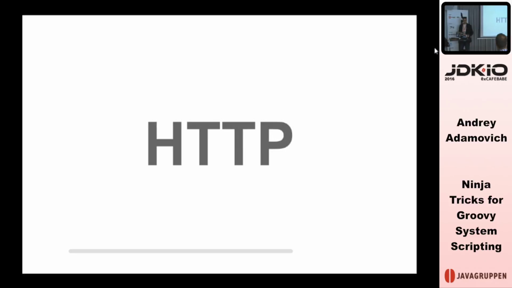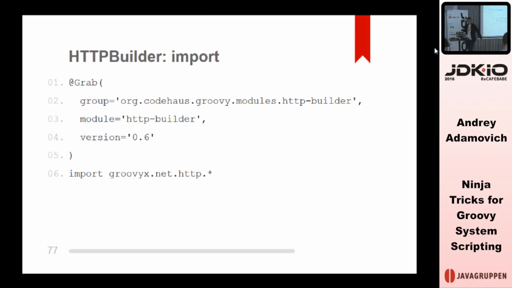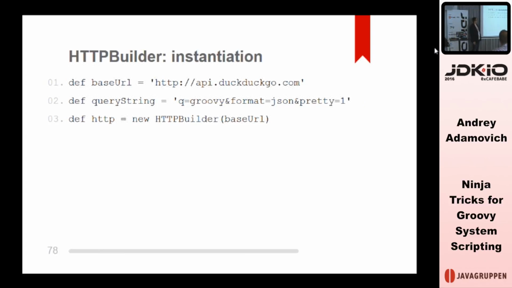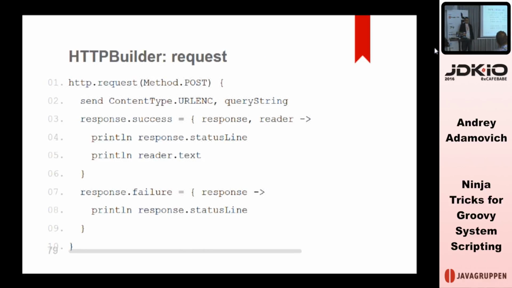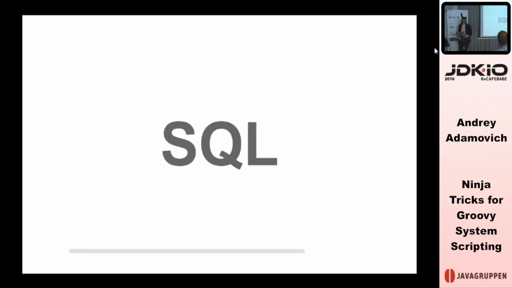Also, there are several libraries that can help automating different stuff, gluing together different components. For example, HTTP Builder, which again, you can grab using the Grab annotation. You can import the code, and then you can use the HTTPBuilder class as a way to build complex HTTP requests. So for example, you can do a post request on some URL, some query string, and you can define two closures, two code blocks, which you will execute in case of success and in case of failure. So a very functional way of doing things, but at the same time very concise and also quite readable.